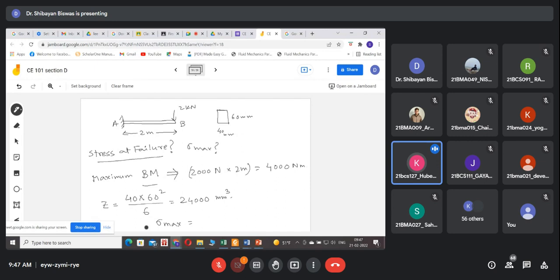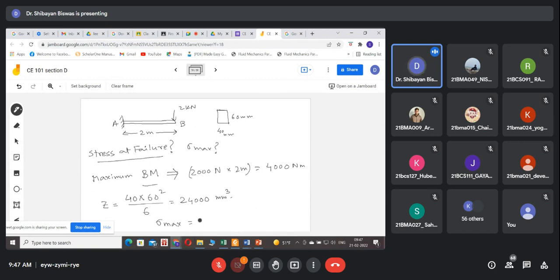One 1.6 into 10 to the power 8. No, 1.6 into 10 to the power 8. Sigma max. What is the unit you have considered? Meter. Okay, if it is millimeter, how much is it coming? Okay, 1.6. I think you are right. You have done it in meter.